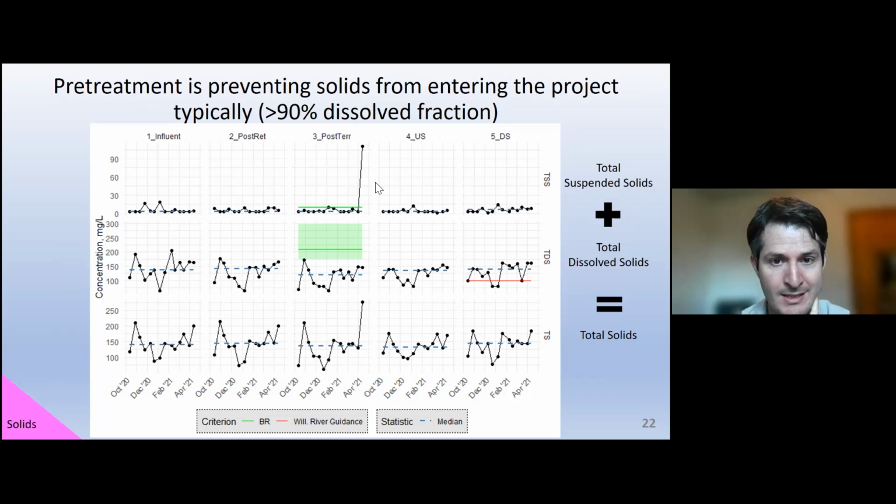And also that there's not a lot of TSS entering the system. The Y scales are different on each of these pollutants, so that is important to disclose. With the exception of that final April event, where there's a lot of TSS leaving the treatment terrace and not much coming in, I found that most of the solids in the system are TDS related. And yeah, we'll talk about concentration and mass-based reductions next.